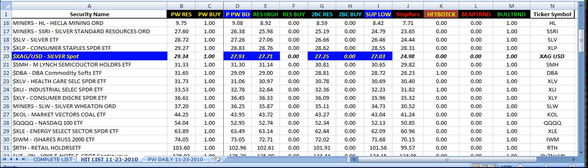I'm going to attempt to answer all of your questions regarding how to use the spreadsheet and do it more effectively. And we have several examples we're going to go over. The first thing you're going to want to note is when you receive your spreadsheet, you're going to notice that there are three tabs located at the bottom left-hand side. The first tab is your complete list. The second tab is your hit list, and the third tab is your Pulsewave daily.